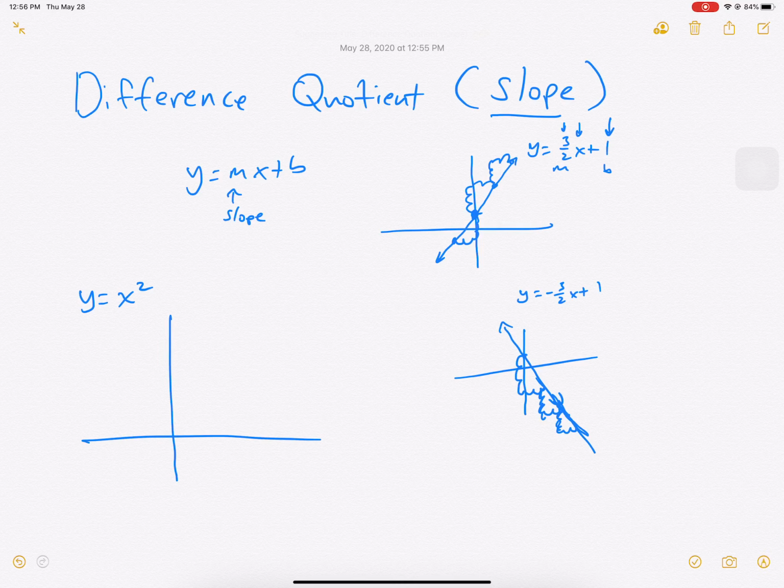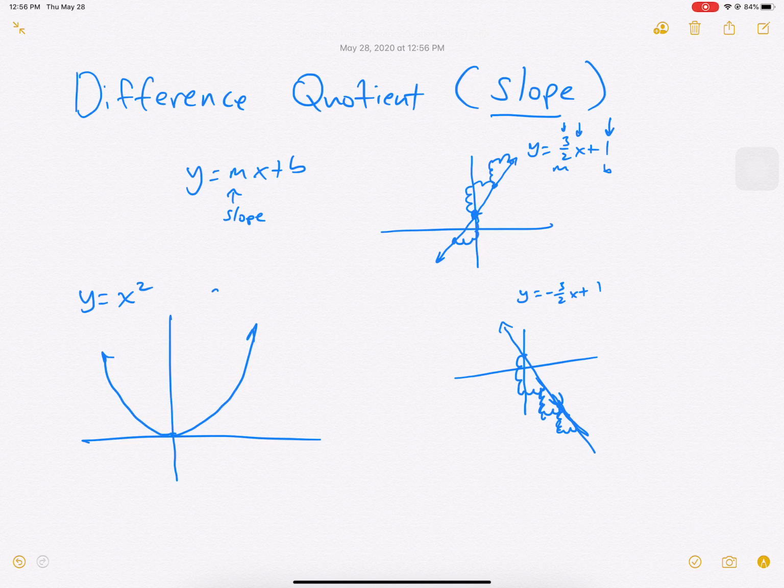It's a U graph. This is a quadratic, so it gives us a parabola. If I plug in some numbers, if x is 1, 1 squared is 1. If x is 2, 2 squared is 4. If x is 3, 3 squared is 9. And 0 is 0. And we graph our parabola here, shooting up to the stars.